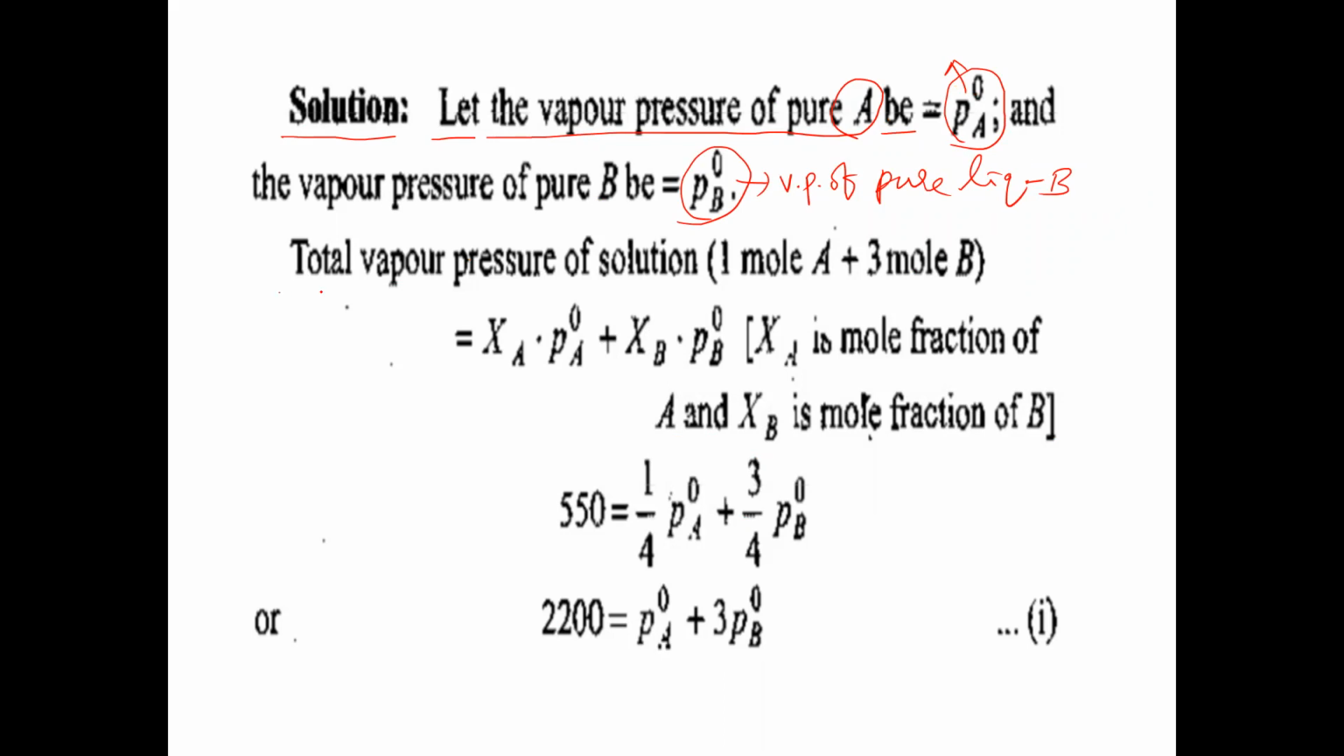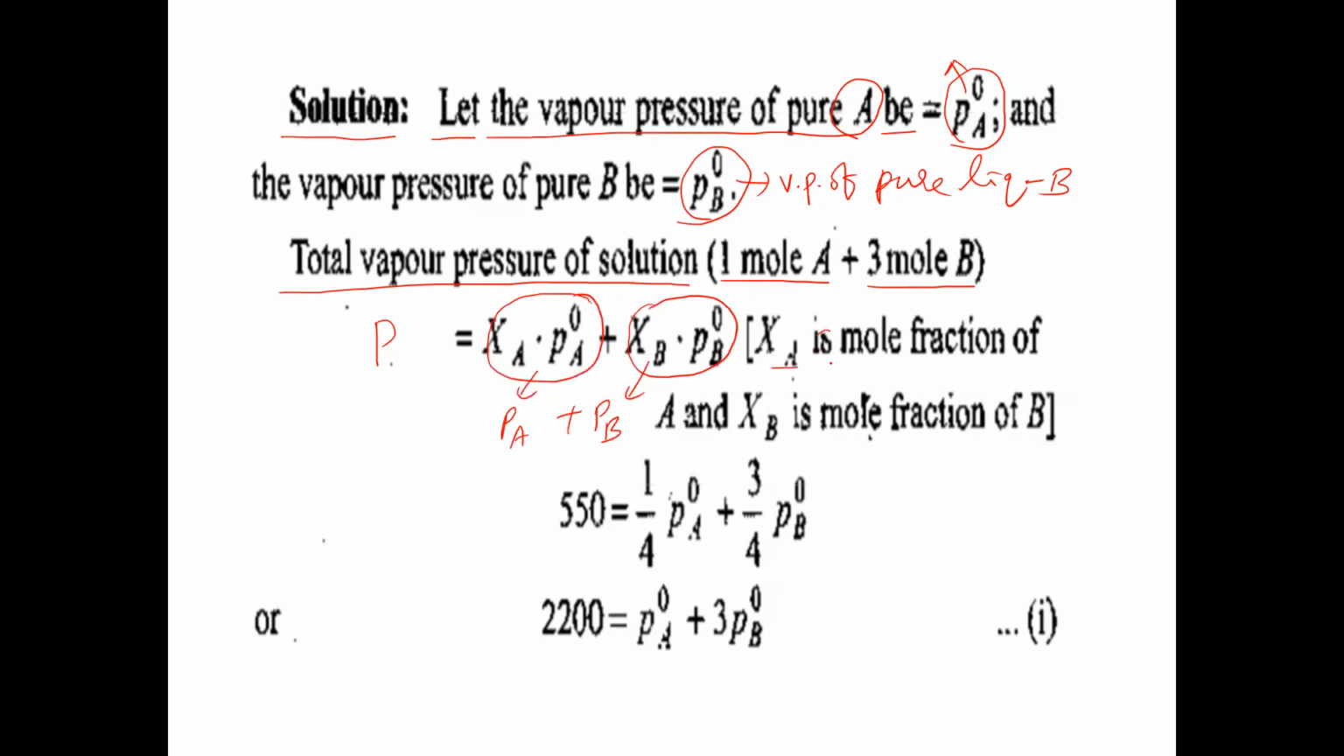Next. Now, the total vapor pressure of the solution. When we take 1 mole of A and 3 moles of B initially, in that case the total vapor pressure of the solution is equal to XA into PA naught plus XB into PB naught. PA plus PB: in place of PA, we have written XA PA naught, and in place of PB, we have written XB PB naught.